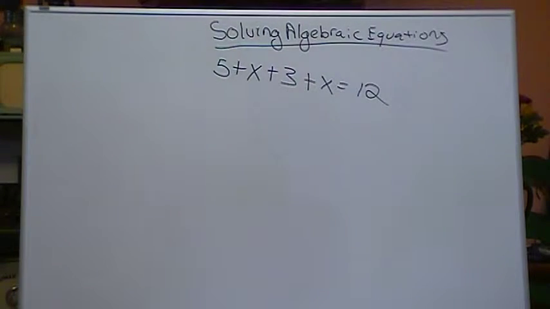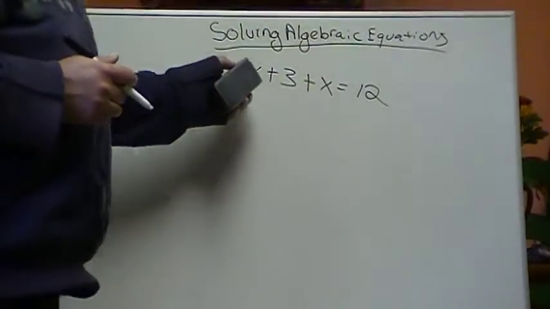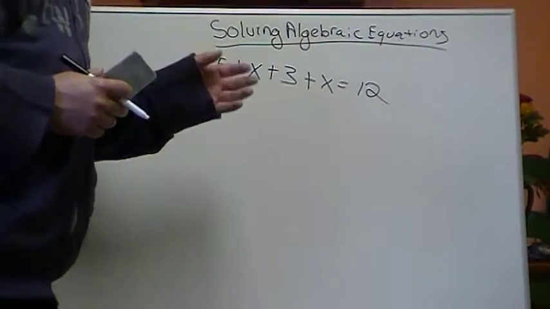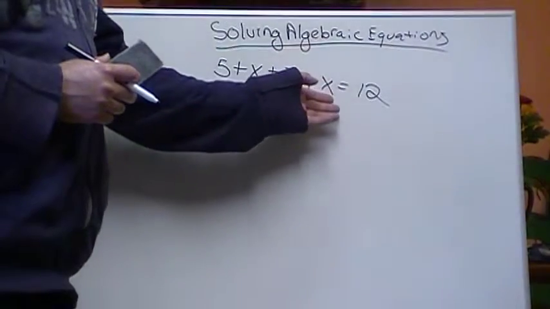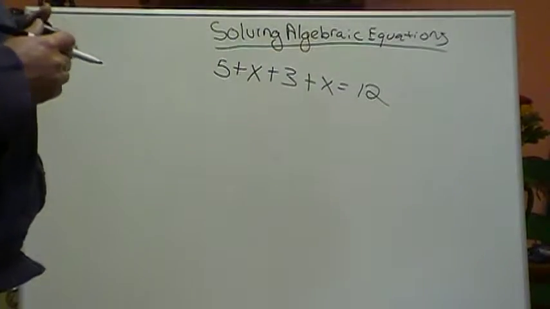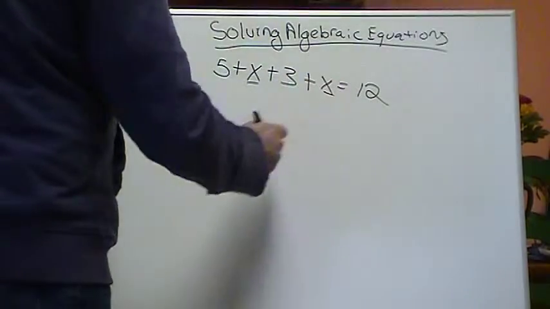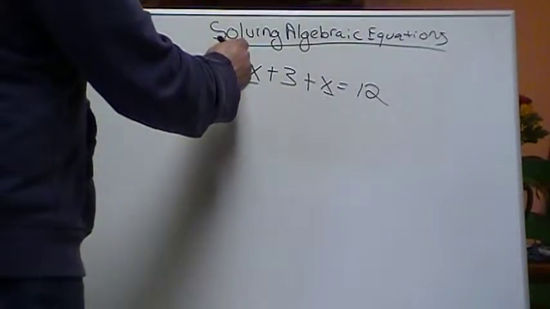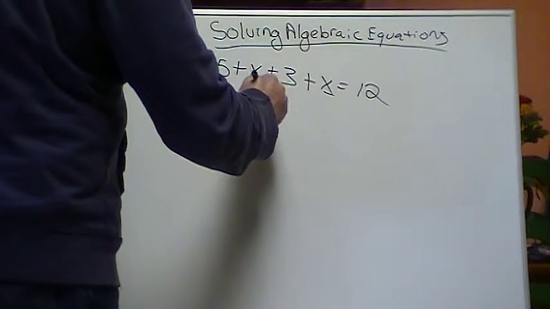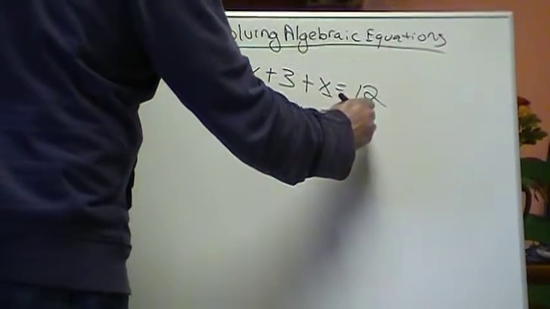Now again, in algebra, what we're always trying to do is solve for the unknown. And in this case, the unknown is the x. So I'm trying to solve for the x. What value, when I put in for x, makes both sides of this equation equal? Well, the first thing I want to do is add like terms. There's 2 x's. 1x plus 1x is 2x. So it's going to be 5 plus 2x plus 3 is 12.